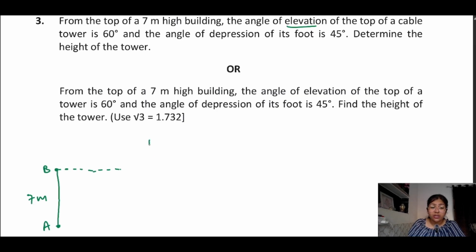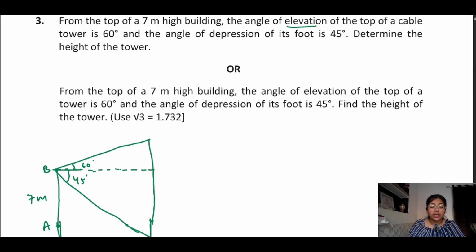this is a cable tower. From here you see the top of the cable tower. The angle of elevation is 60 degree. Mention this 60 degree. And the angle of depression of its foot, this is the foot, and this is the horizontal level. The angle of depression is below the horizontal level. They are asking to determine the total height of the cable tower. The figure is formed here with A, B, C, D, E.